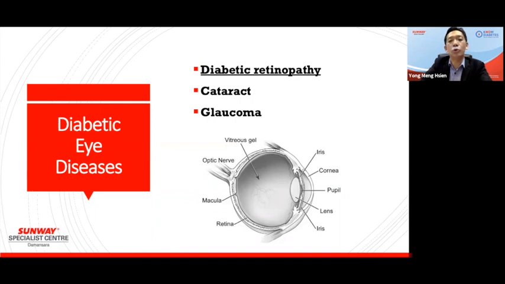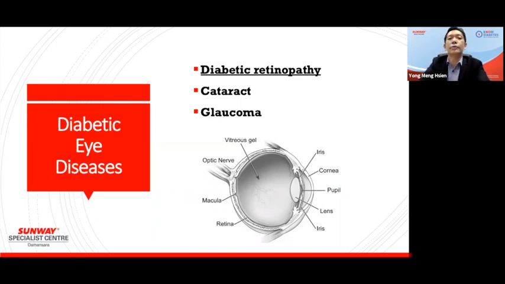It is actually the most common cause of vision loss for people with diabetes, and we will focus the talk today on diabetic retinopathy. Before going into the details of it, let's talk about the other two conditions that are well known to many of you, cataract and glaucoma, that can be caused by diabetes as well.